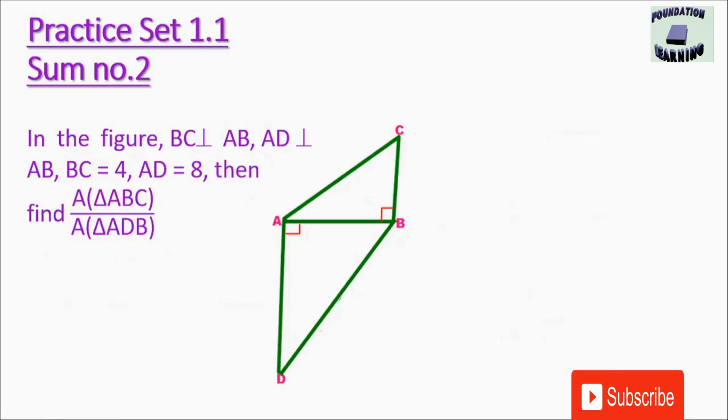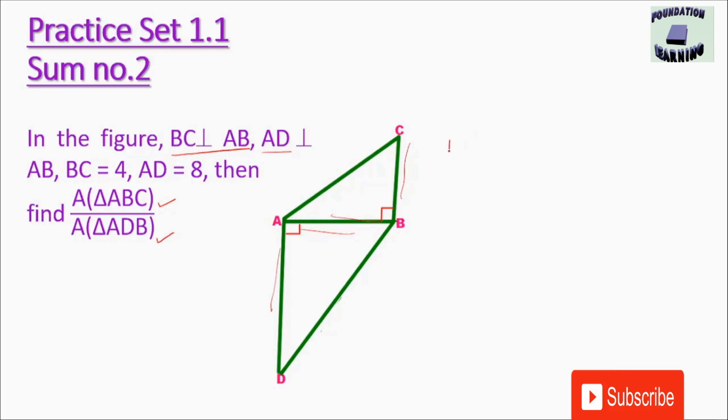And let's take the second triangle. In the second triangle, BC is perpendicular to AB and AD is perpendicular to AB. Okay, so we have to find the area of triangle ABC upon area of triangle ADB.